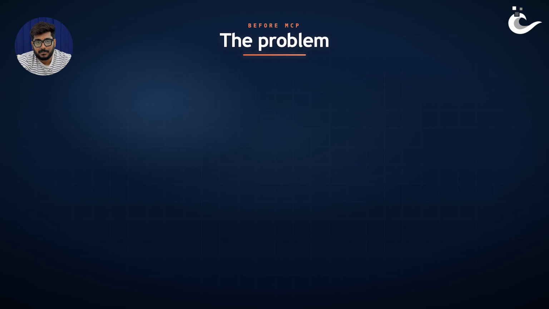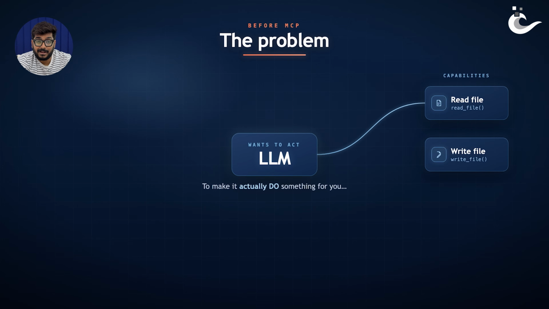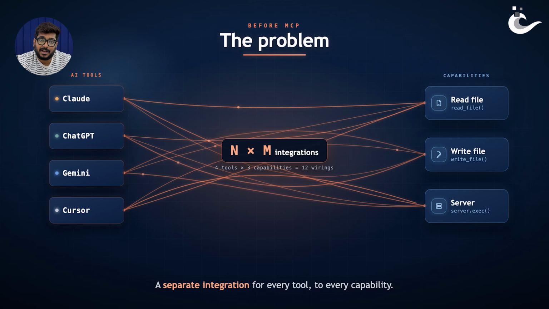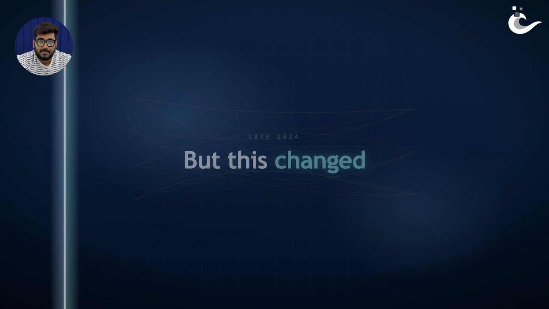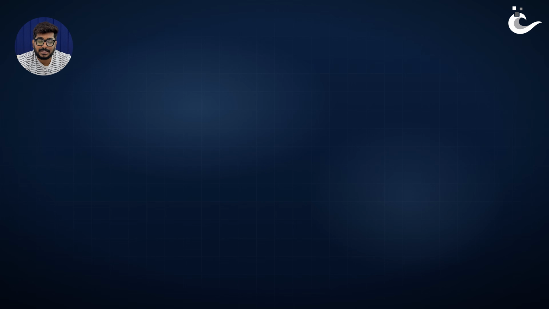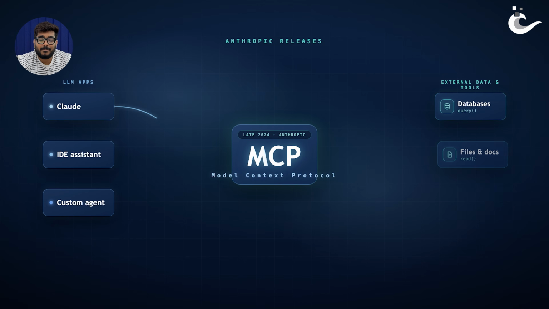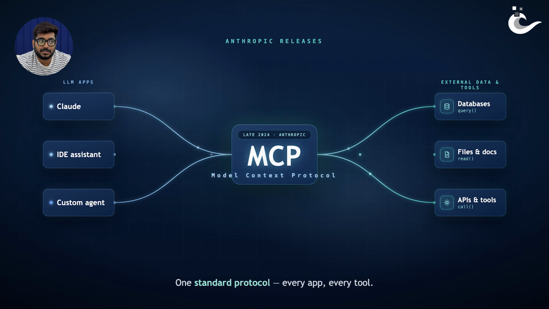So here is the problem. Whenever you want an LLM to actually do something for you, for example read a file, write a file or do something on your server, you have to write a separate integration for different AI tools. But this changed. In late 2024, Anthropic released MCP, Model Context Protocol, which standardizes how LLM applications talk to external data sources and tools.